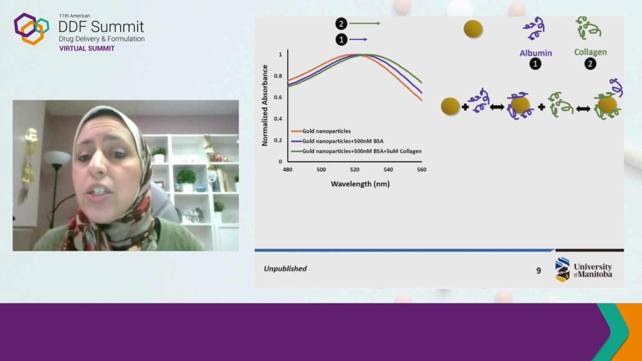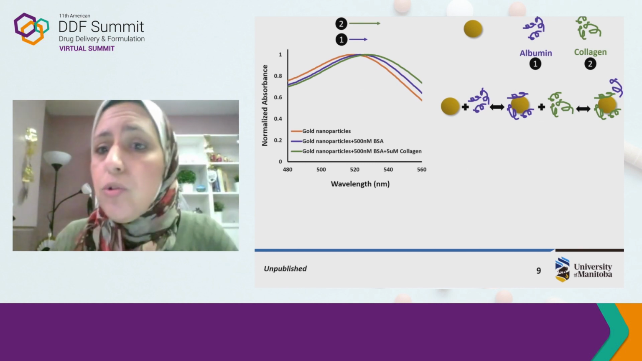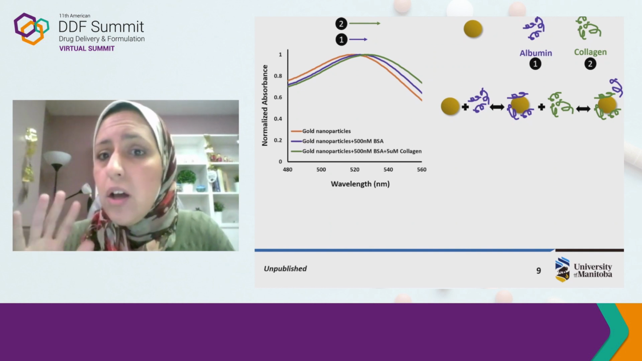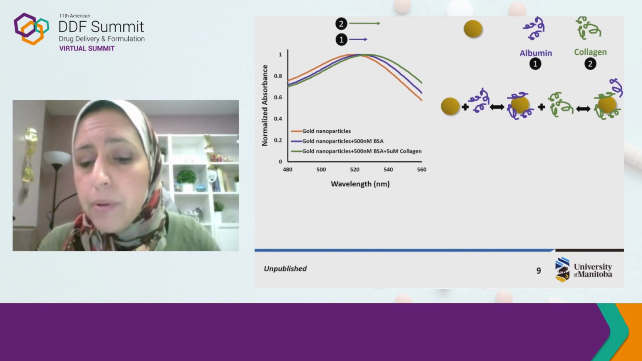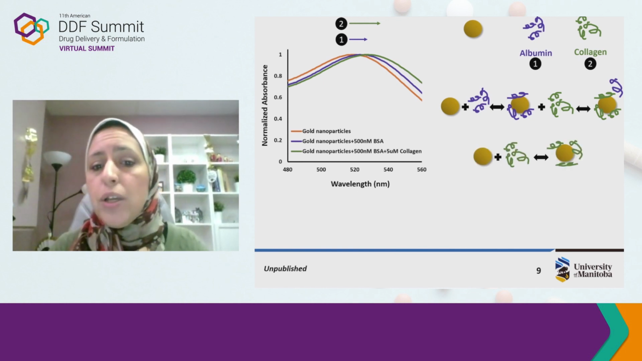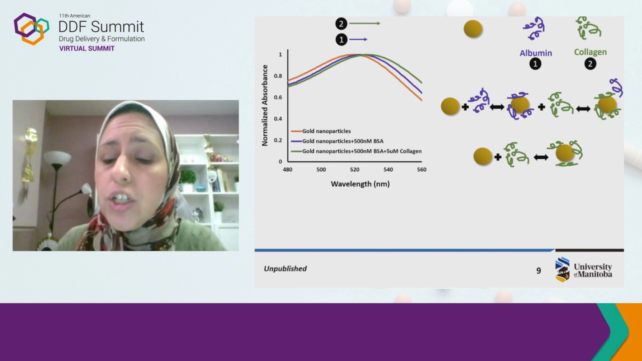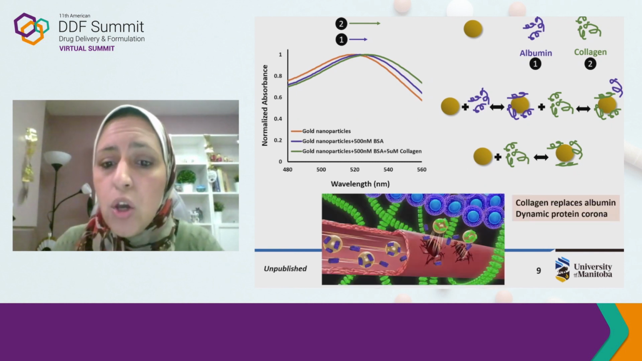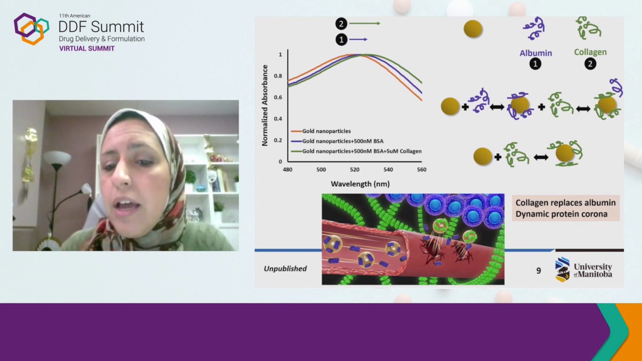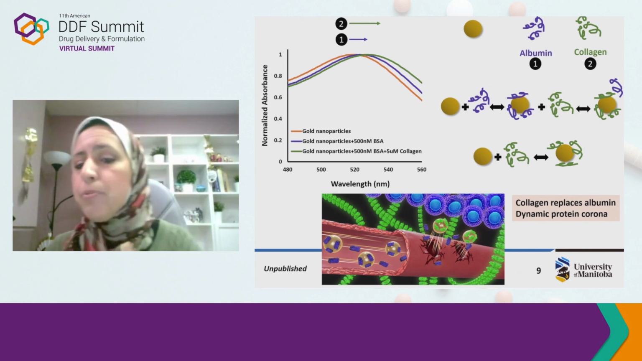And then we added collagen on top of that and saw whether we would see a change or not. No change would mean that the collagen did not replace the albumin. And actually we saw a change that is really relevant to when the nanoparticles interact with the collagen. And doing several experiments, we could really prove that collagen actually displaces albumin, and it's really a dynamic protein corona.